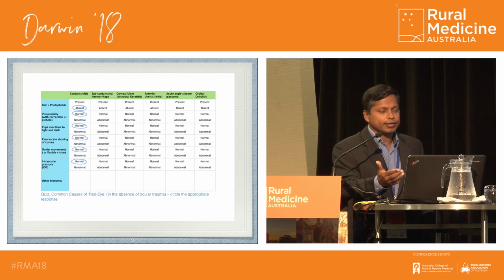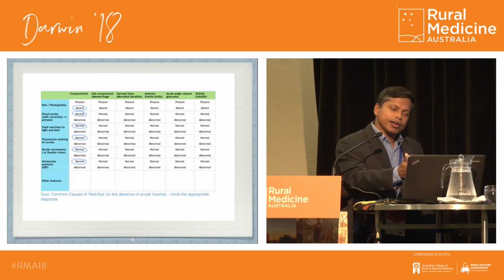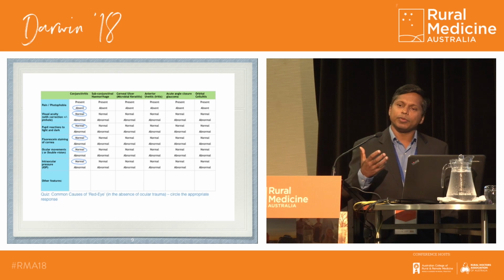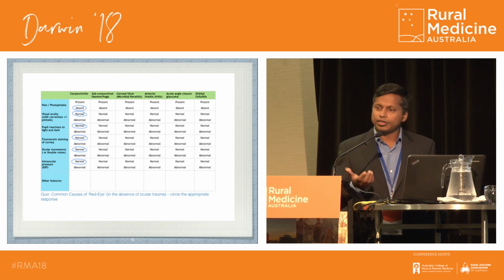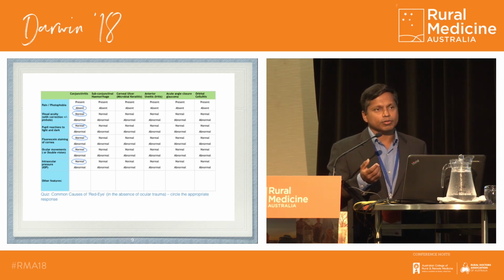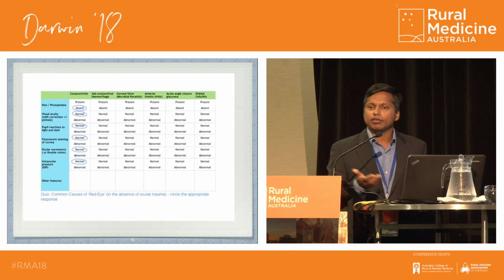And pupil reaction to light and dark shouldn't be affected in conjunctivitis. Fluorescein staining of the cornea should be normal. Okay? And ocular movements, we don't expect any abnormality in the ocular movements. And the intraocular pressure should be normal. The other features would be, the history would be contact history, usually bilateral, watery or purulent discharge, and yeah, so usually it's self-resolving in a few weeks.